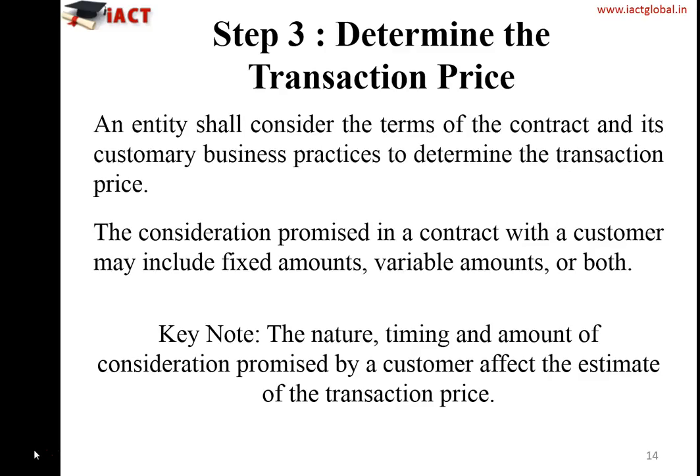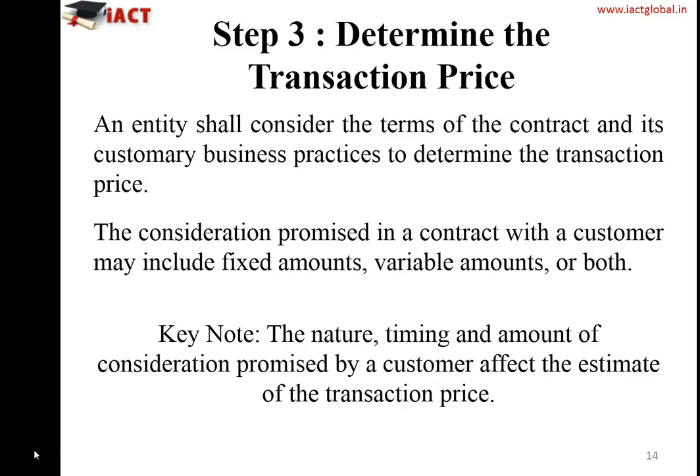Around measurement, step 3 is determination of the transaction price. An entity shall consider the terms of the contract and its customary business practice to determine the transaction price. The consideration promised in a contract with the customer may include a fixed amount, a variable amount, or both. So this determination of transaction price really looks simple, but in practical scenarios, it's a very complex area.